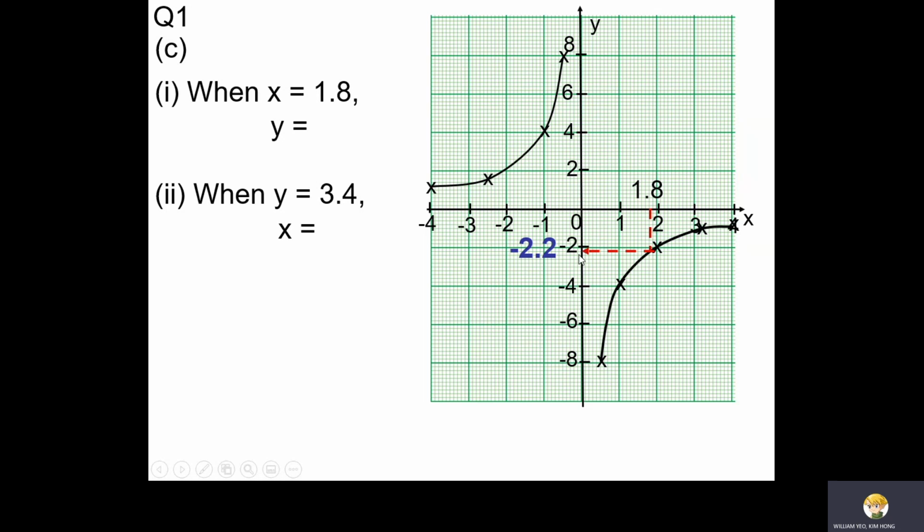This is 1.8, so this point is -2.2. Remember, for the y-axis, one small box is 0.2. As you can see here, it's just one box from the -2, so it's -2.2. You give the answer as -2.2. Next, when y equals 3.4, where is 3.4? 2 is here, 3 is somewhere here, 3.4 somewhere here. Then you draw a dashed or dotted line to here and read this point. Then you go down here and read the x. So it's -1.2.